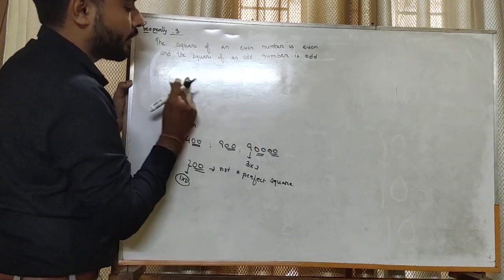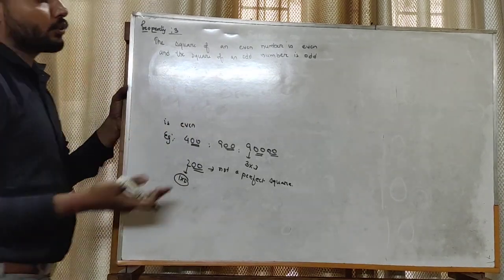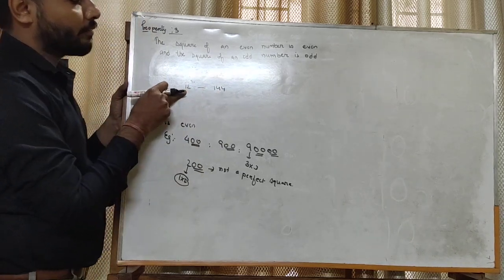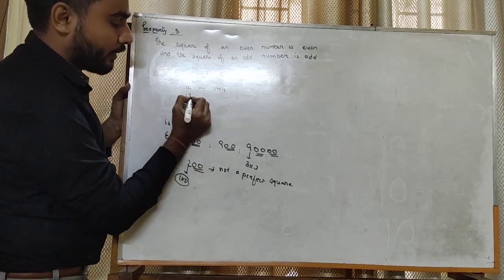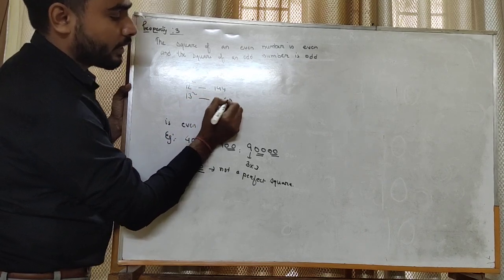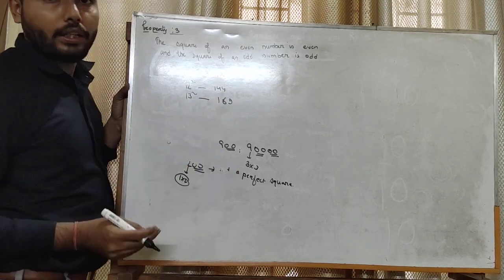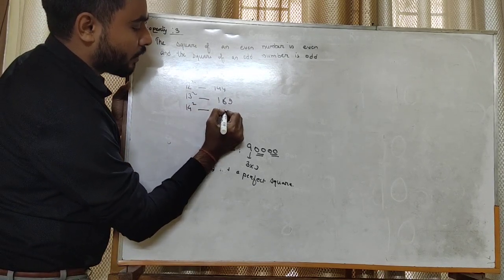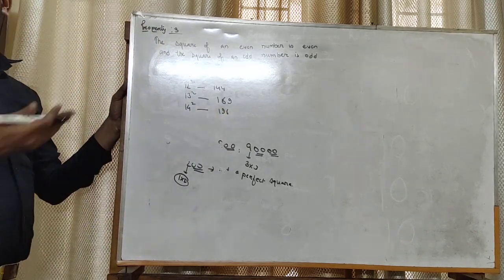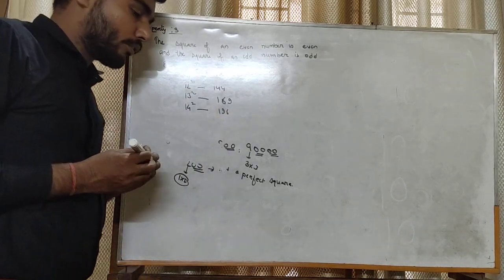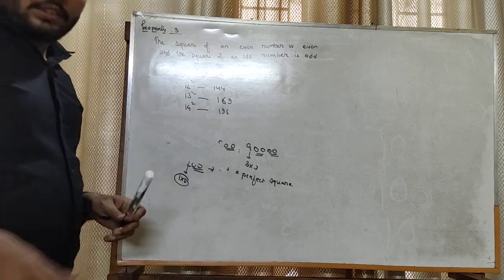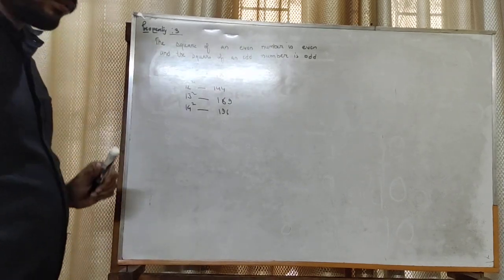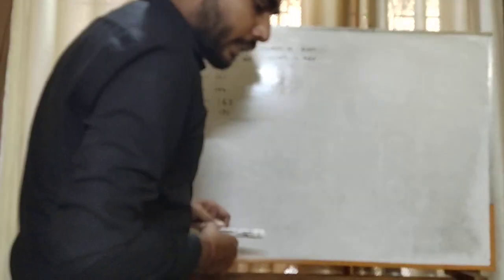11 square is 121. 11 is an odd number, so after squaring also you got an odd number. Likewise you can take 12. 12 square is 144. Since 12 is an even number, the square of 12 is also even. Likewise 13 square is 169. 13 is an odd number, so after squaring you got an odd number only. 14 square is 196. 14 is an even number, so again after squaring we got an even number. I think this property is clear to you all. Let us see the next property.